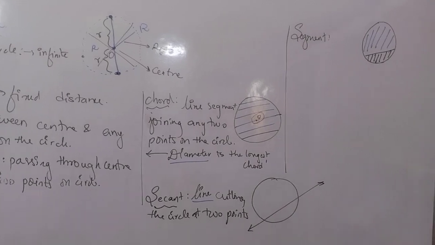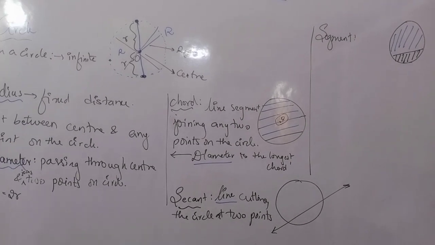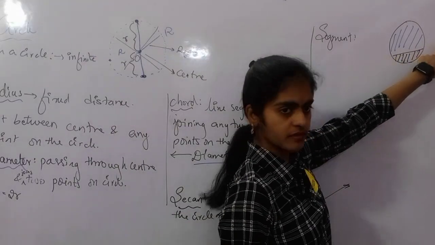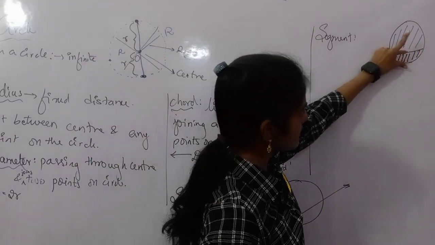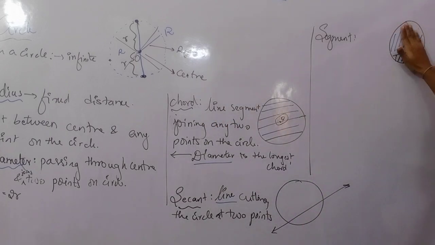Clear till here? So this is what I was drawing. This is the chord, and this is one part, this is the other part. So I hope you understand. The chord is cutting the circle into two parts, and I have just shaded the smaller part. The smaller part is called the minor segment, and the larger part is called the major segment.